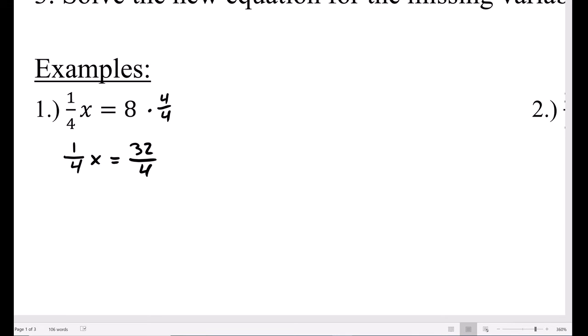Once I have it at this point, this is where I want to multiply now by that common denominator. I'm going to multiply by 4 on both sides of the equation. And what that'll do is that'll cancel out the 4 in the top, 4 in the bottom, 4 in the top, 4 in the bottom, and I'm left with x equals 32.